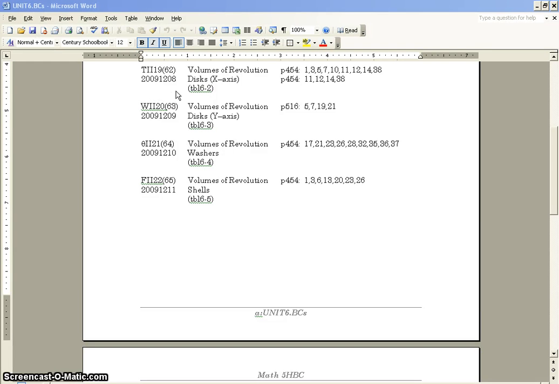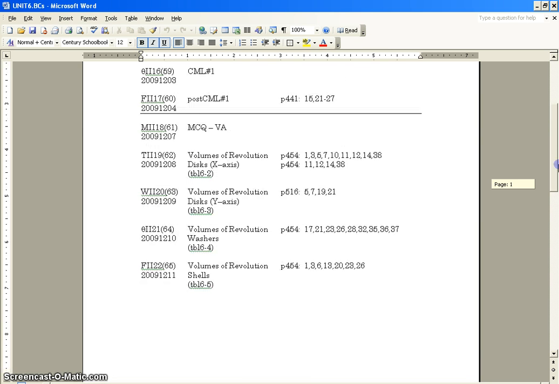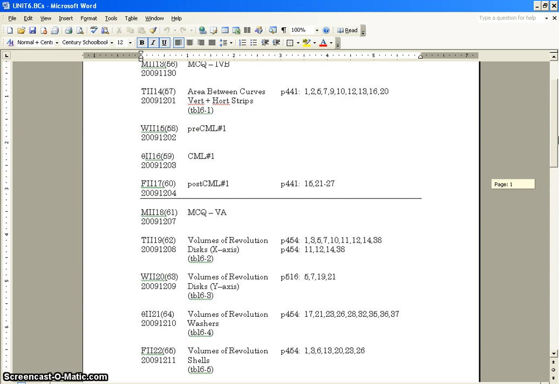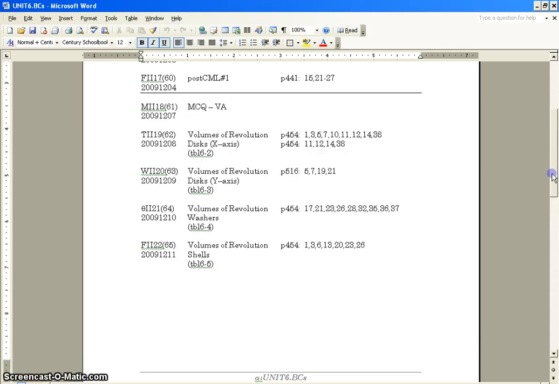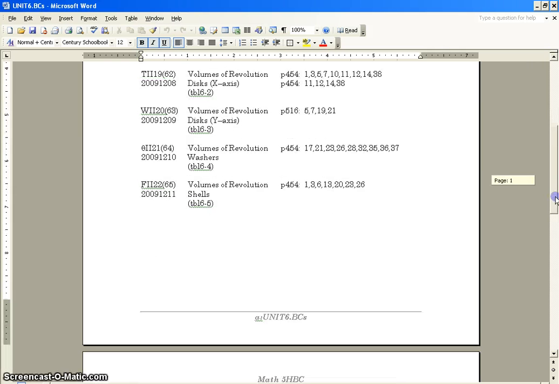Okay, it's Tuesday, the 6th of December, and we're doing volumes of revolution. Have you done that before? Yes. Okay. We changed last week's schedule. We didn't really do anything new on Friday. Okay, so there you go. So, let us begin.